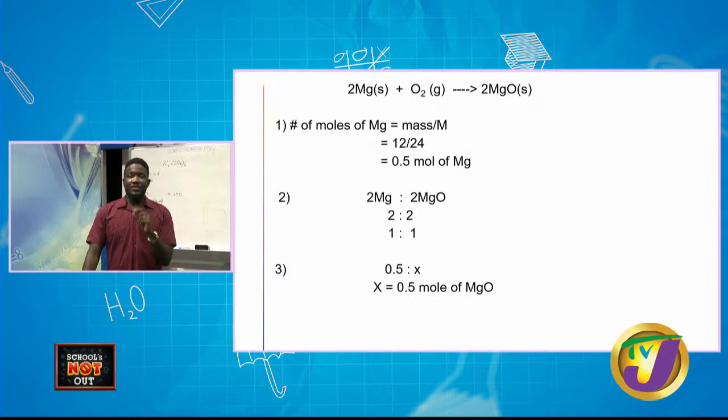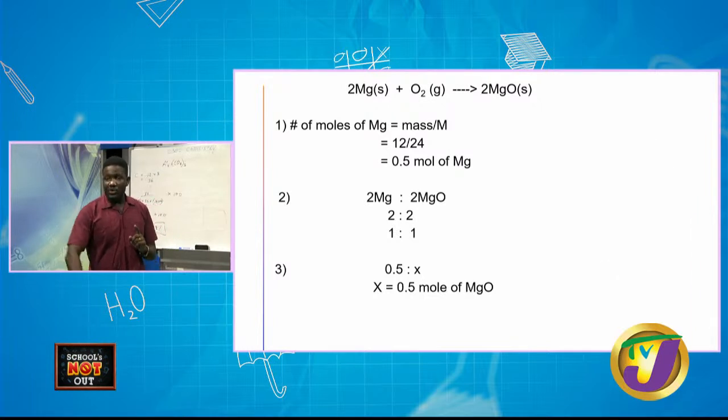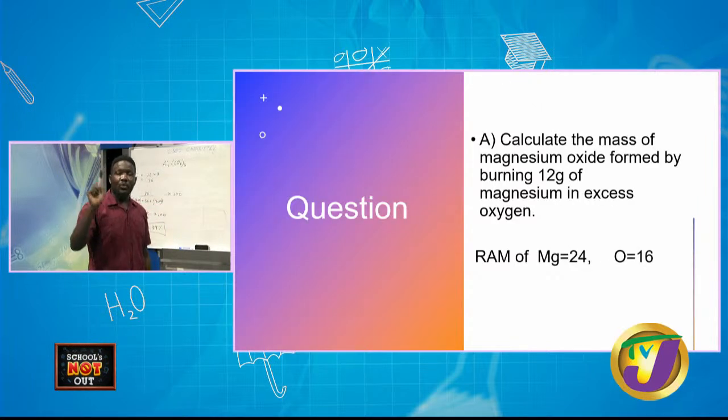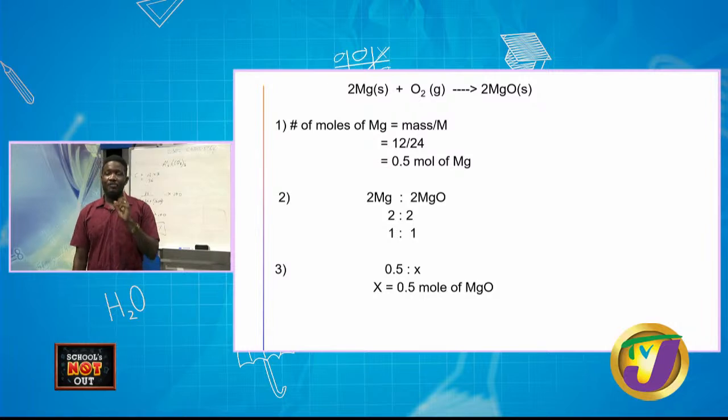We must find the number of moles of the known. Now, let me go back to the question. Here in the question, what is given to us? 12 grams of magnesium. So magnesium is a known. Pay attention, whatever you're given in the question, that is your known. So magnesium is what you have. So we're going to find the number of moles of magnesium.